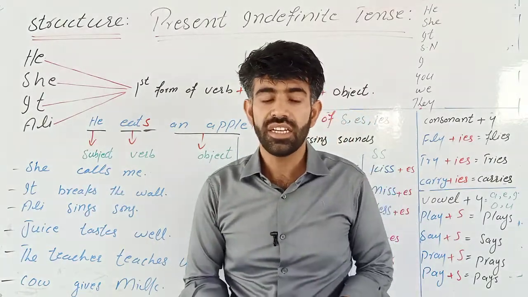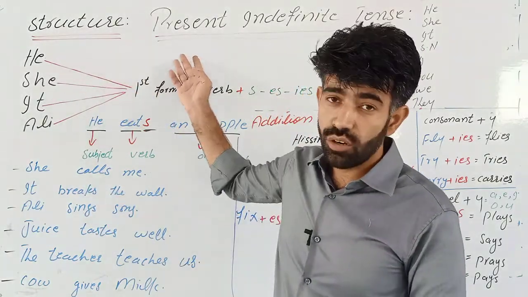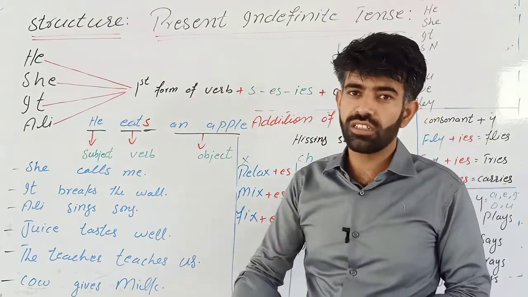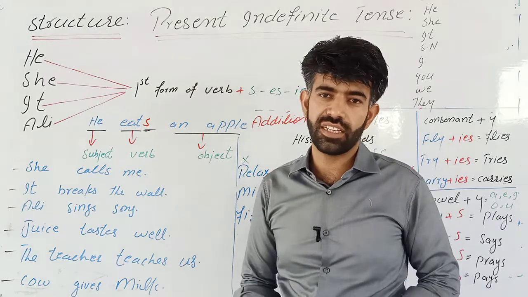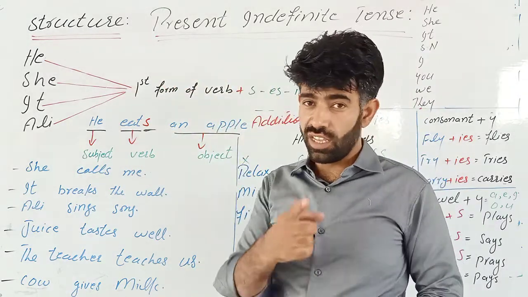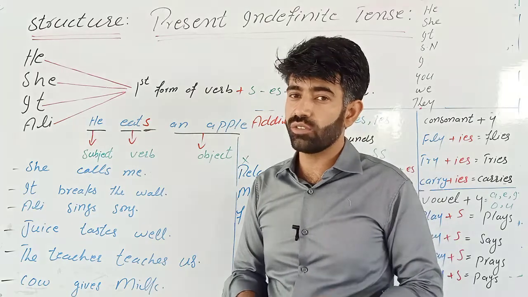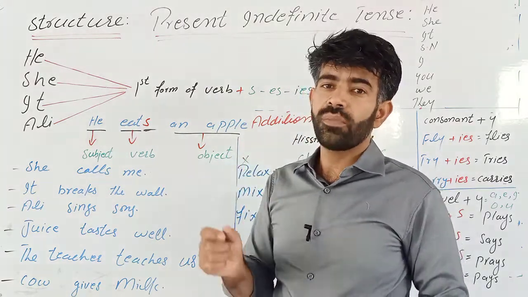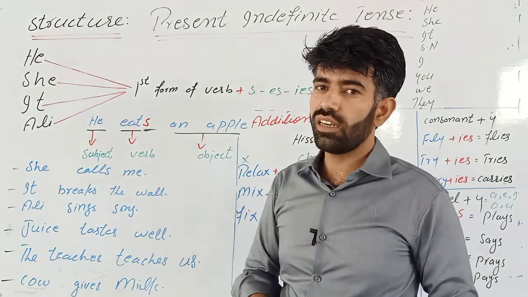In this fourth lesson about tenses, as you know, last time we talked about present indefinite tense. We talked about the usage of present indefinite tense, and today we are going to talk about how to make present indefinite tense. As we promised, let me remind you that we are going to talk about how to make a tense and how to use a tense.